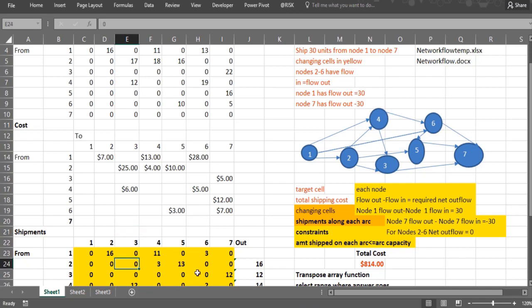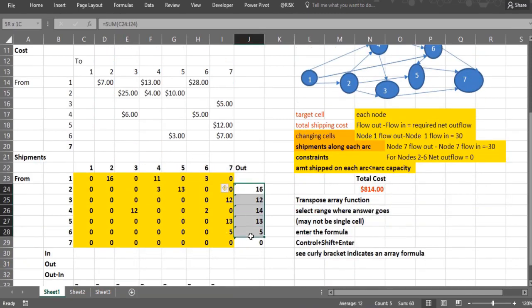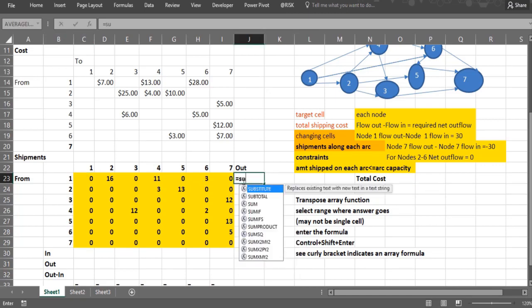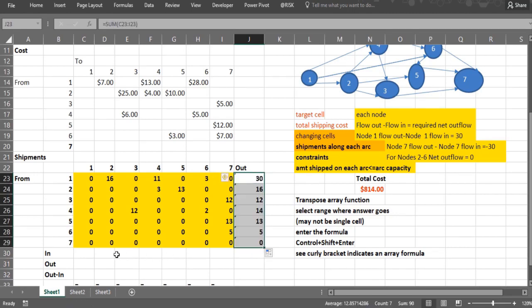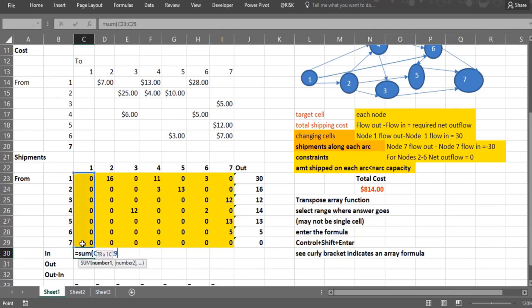Okay, so what we have to do is figure out what would be the flow out minus flow in at each node. So what flows out of node 1? Well, these are the changing cells, the shipments from node 1 to node 2, etc. in yellow. So what flows out of each node, you just add across each row. Okay, what's the flow into each node? Will it be 1 to 1, 2 to 1, 3 to 1, 7 to 1? The flow in, you add across all the stuff going down a column.